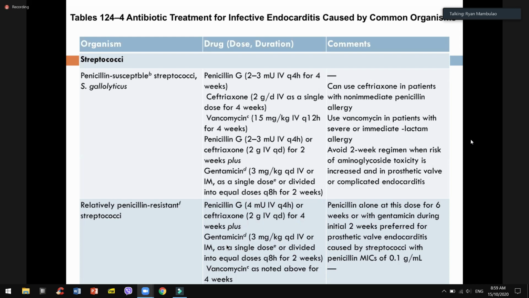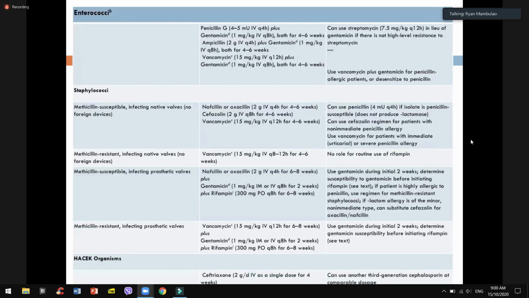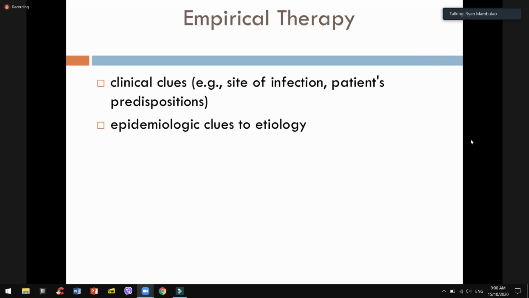I don't like Genta because mas malakas siyang makadamage sa kidney. Penji, sorry ha, parang judgmental na ako sa Penji. Parang feeling ko hindi na siya ganun ka-effective. But of course, pag government, we use Penji. Mas mura kasi siya. So, let's just run through. In all cases, all bacteria, I always use ceftriaxone plus vancomycin.